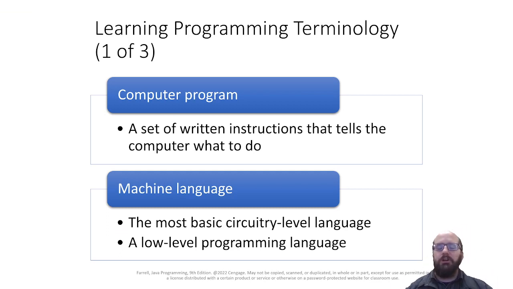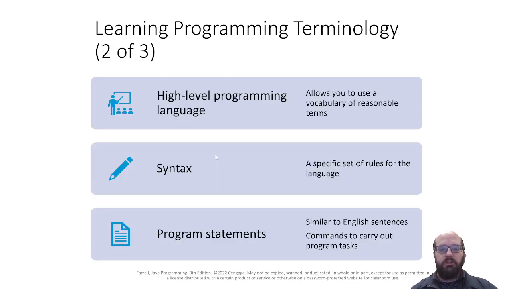Machine language is the lowest level language that you can use. It's a language of bits and bytes that the machine uses to handle its daily affairs. We don't code in that kind of language. We instead use a high-level programming language, and that allows us to use a vocabulary, reasonable terms, to make the program do what it needs to do.